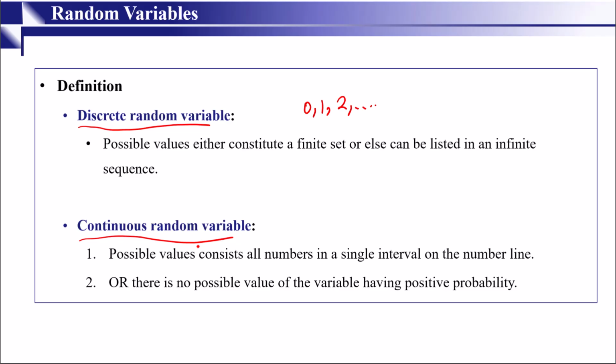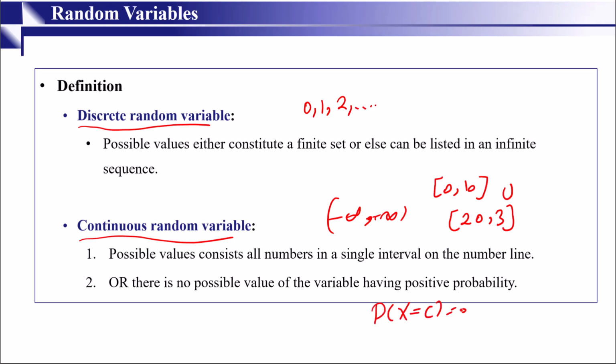On the other side, continuous random variables are those whose possible values consist either of all numbers in a single interval on the number line, for example from minus infinity to plus infinity, or all numbers in a disjoint union of such intervals, for example 0 to 10, or 20 to 30, and you can take the union of them. For a continuous random variable, no possible value has positive probability. We can say, for example, the probability of X equal to 0 for any possible value, because it's continuous.